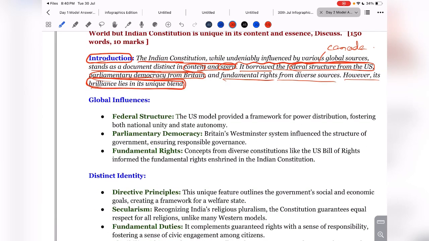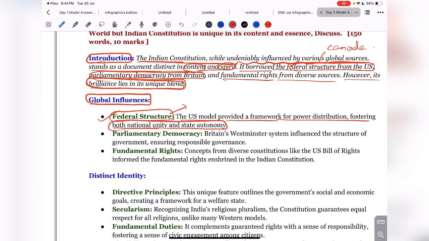So we'll put a heading: how global constitutions influence the constitution of India. First is federal structure. The US model provides a framework for power distribution, fostering both national unity and state autonomy. Also the Canadian constitution influenced the federal structure. Then second is parliamentary democracy. The British Westminster system influenced the structure of the government, ensuring responsible government. You can write that.